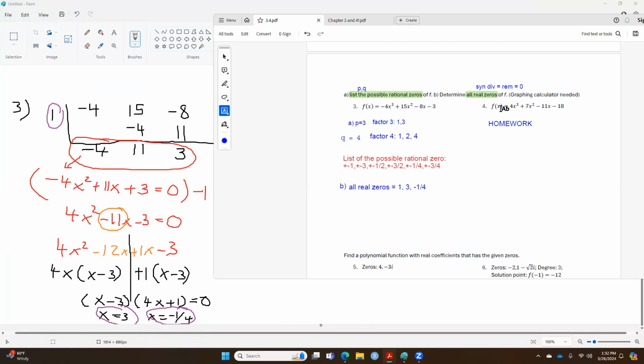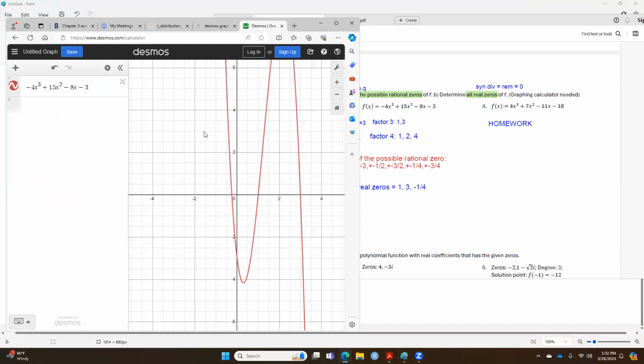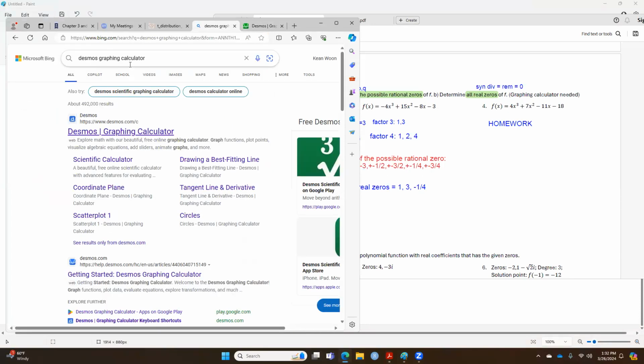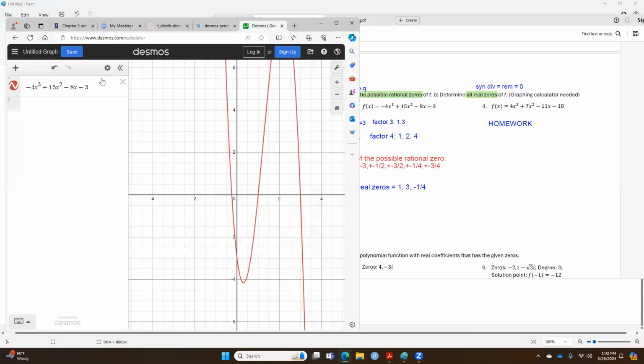If you need, you can use your Desmos graph. Again, this Desmos graph is free to all students. You just need to search Desmos graphing calculator in your search engine, and it's free for everyone. You just need to type this equation, this function out here, without putting the f of x and the equal sign. And you will draw the graph, and then you pick one of the zeros here.